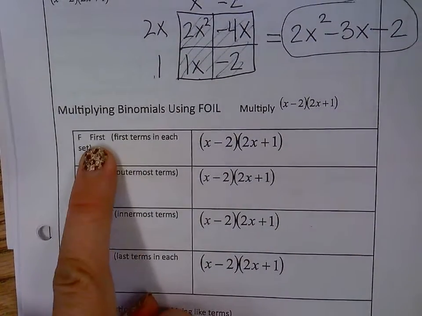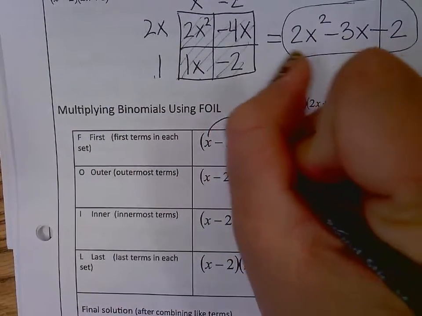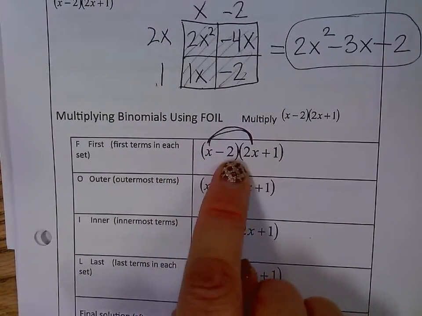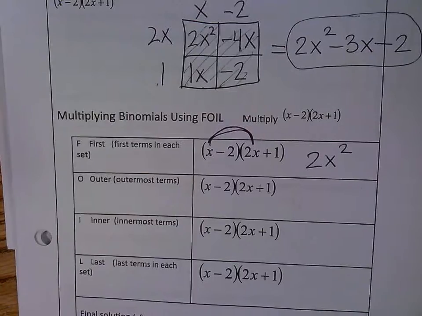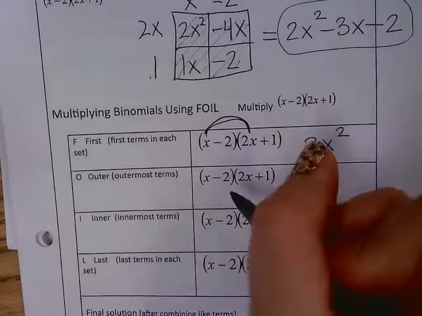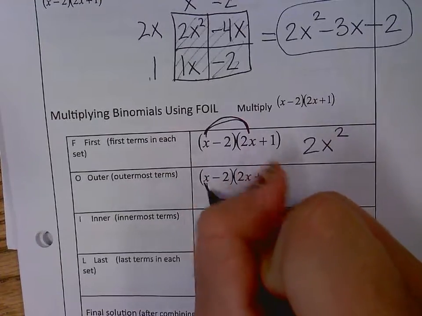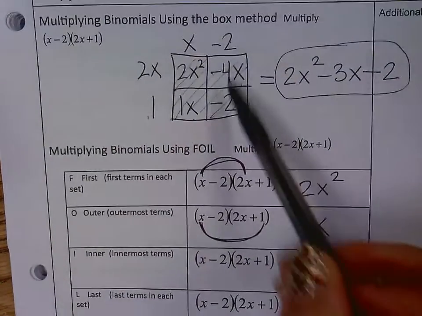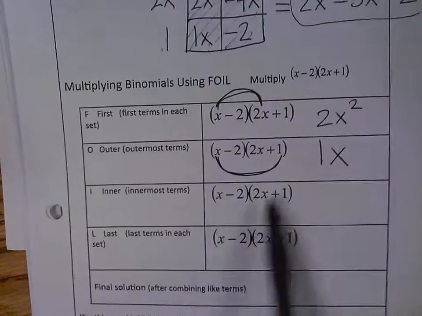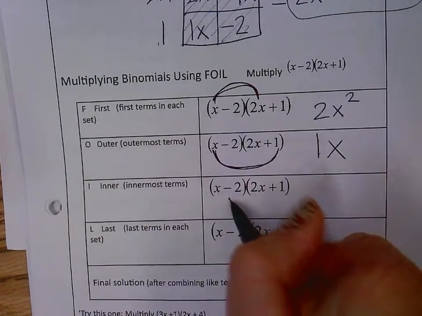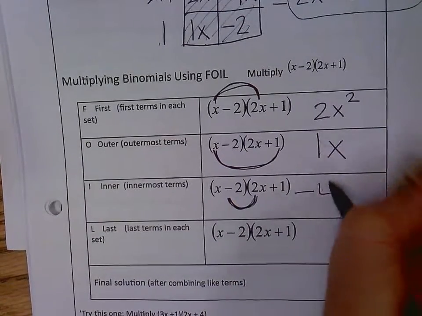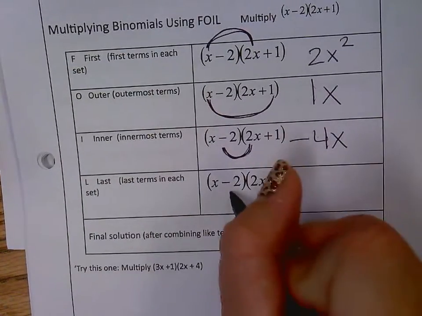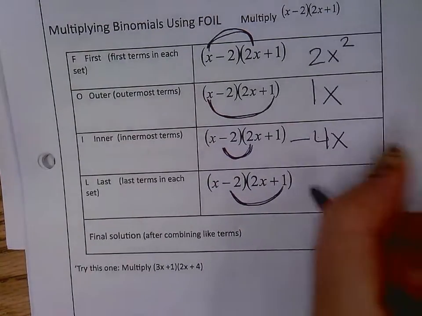So first stands for multiplying x times 2x. And that's what we did first up here in the box, right? 2x squared. So x times 2x is 2x squared. Outer stands for multiplying this x times this 1. So that gives me 1x. And up here, it didn't really matter what I did, second or third. Here, I'm multiplying I for inner. So the negative 2 times the 2x is negative 4x. That gives me the same thing I got in my box. And then last stands for this negative 2 times this positive 1, which again is negative 2.